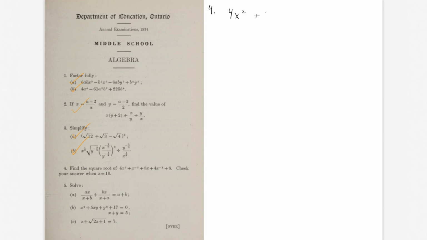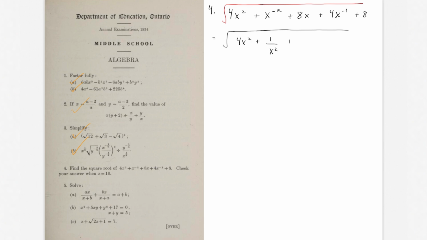Now question number 4 asked me to find the square root of this polynomial. And now I've never had a question where I was asked to find the square root of a polynomial. So I'll just be honest with you, I didn't even really know where to start. I just started by taking the square root of the entire polynomial. And then I tried to simplify the inside of that square root.